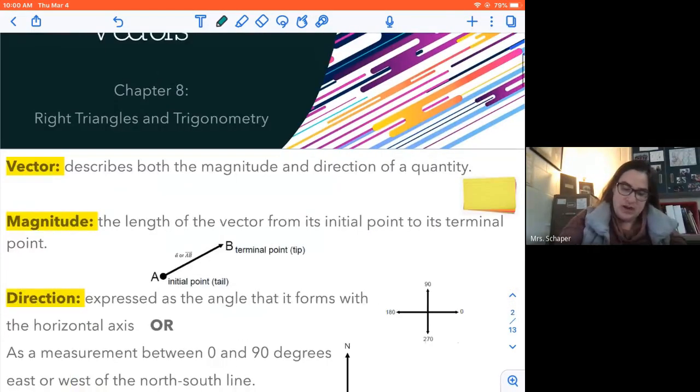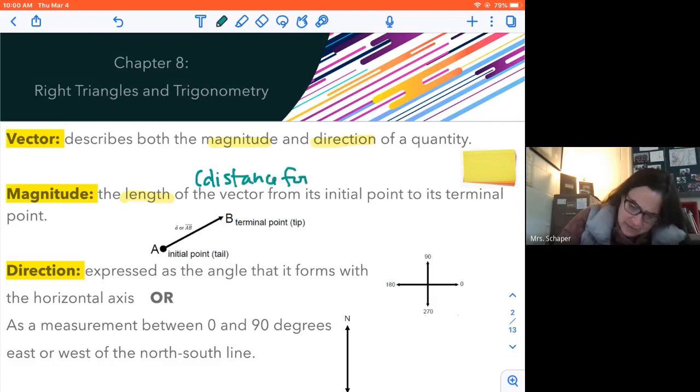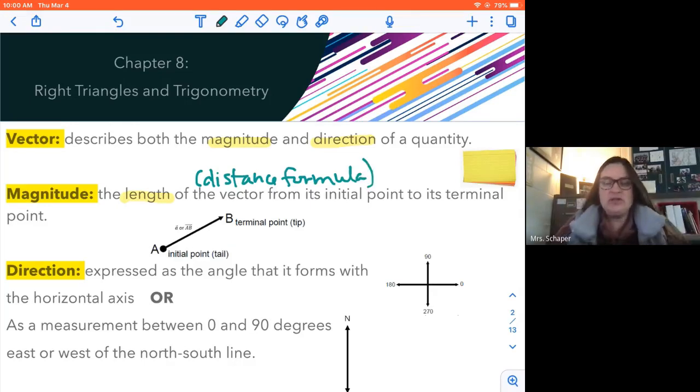A vector describes both magnitude and direction. So a vector gives you magnitude and it gives you direction. Magnitude is actually just a fancy word for length. Hint, you're going to use the distance formula. It came back again from last year. Make sure you've got that. And then direction tells you, there are 2 different ways that you can do it, and we'll talk about it.